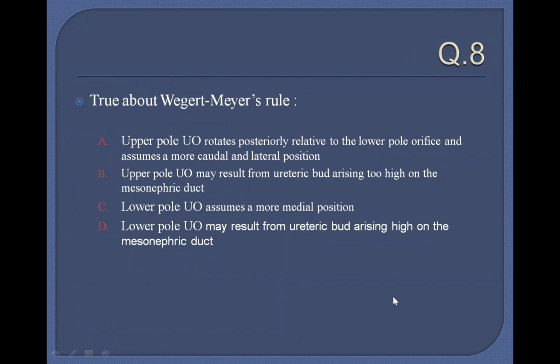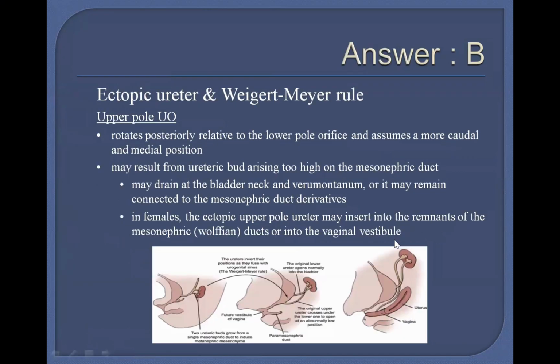Lower is arising high on the mesonephric duct, so D is correct? No, B will be correct. Lower pole results from arising low on the mesonephric duct, not high. Lower is high, low is high.